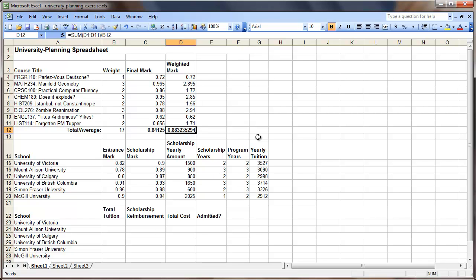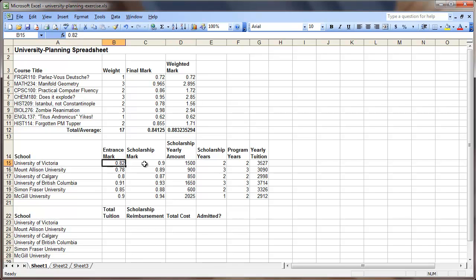All right. We'll come back to that a little later, but the next point is we're going to add formulas down here for total tuition, starting with University of Victoria. Now the rule is, if my weighted average is greater than the entrance mark, which it is for University of Victoria, then I will pay in total tuition the program years times the yearly tuition. Some programs are longer than others. They charge different tuition per year, but in total I will pay this amount times that amount if this mark is greater than that mark.